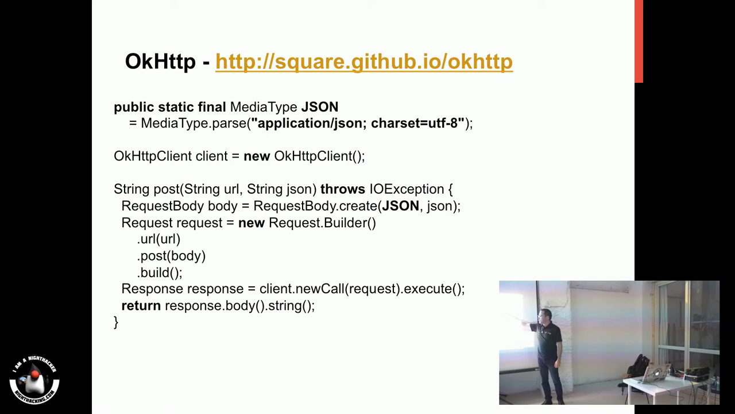Just create a client, set up a request, uses the builder pattern so you can set the URL, headers, anything that is needed, send it through the client, and you get a response object. On the response, you can inspect the status, the message, the body, the headers. It's just easy as that.